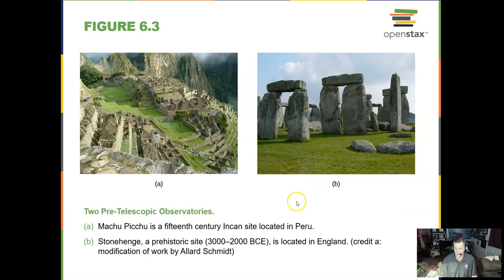Here are two pre-telescopic observatories. One is Machu Picchu in Peru. The other one is Stonehenge in England.